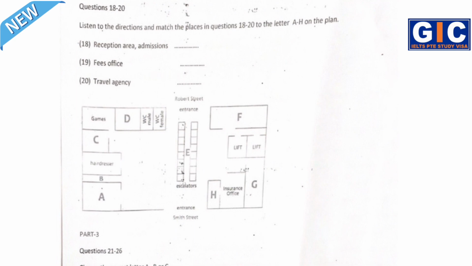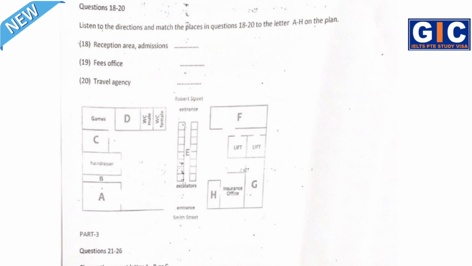Do I pay my fees there? No, but the fees office is in the same building. Go past the escalators, and you'll see a games shop. It's in the corner. The fees office is between the games shop and the toilets. Thanks. Where can I buy books? The bookshop is opposite the lifts. It's right next to the entrance from Robert Street.